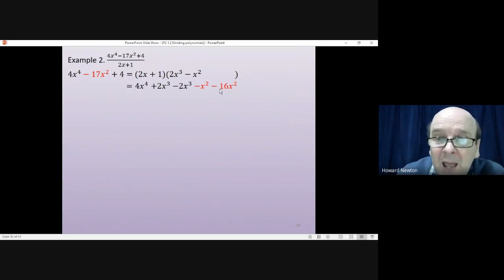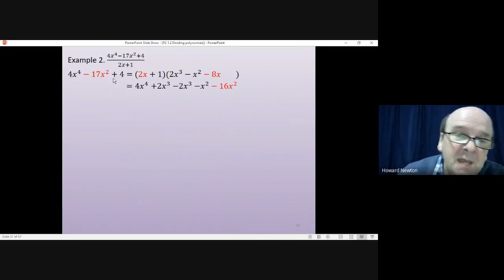And then you say, well, how can I get this minus 16x squared? 2x times by what would give me minus 16x squared? Well, 2x times by minus 8x. That would give me the minus 16x squared. Now the x squareds are right. I want minus 17x squared. I've got minus 1, minus 16. I've got minus 17x squared.